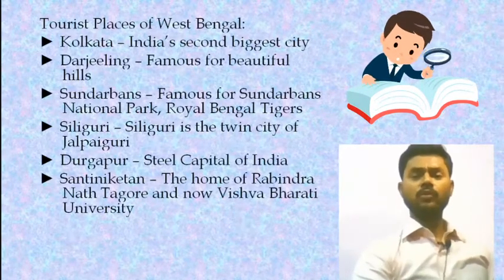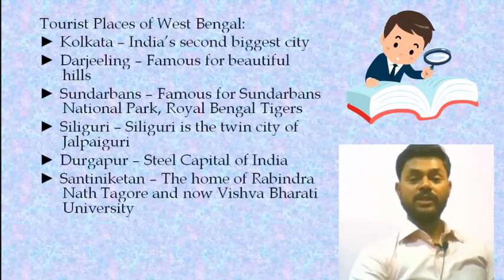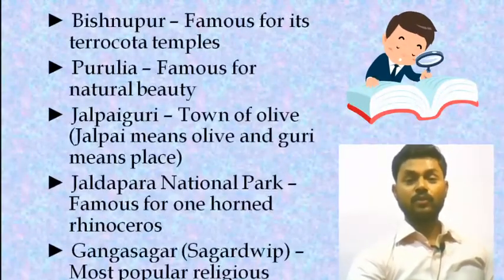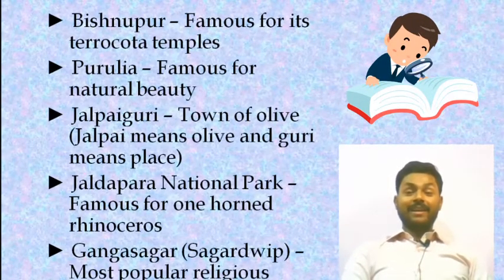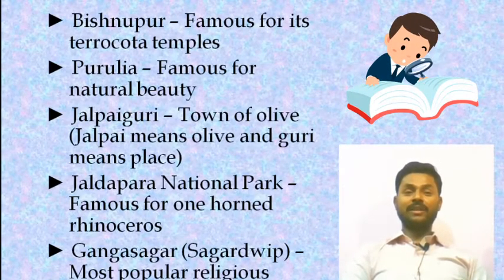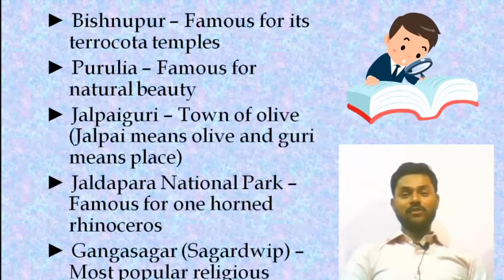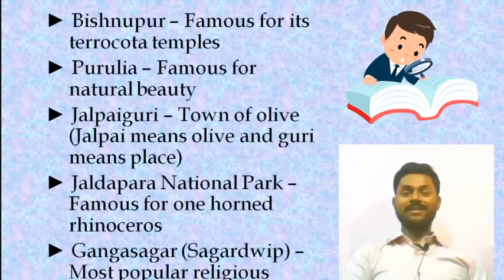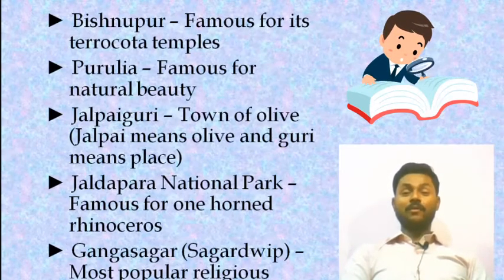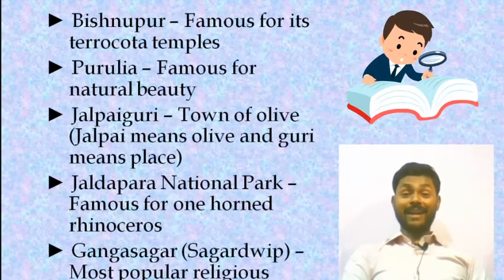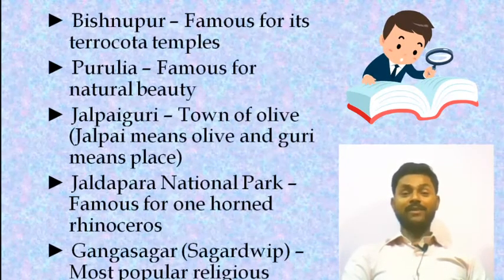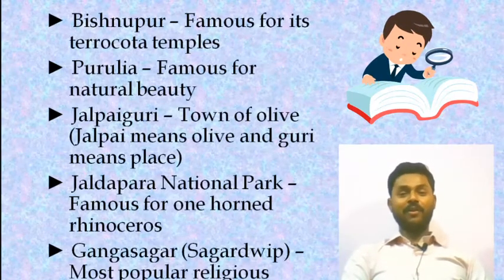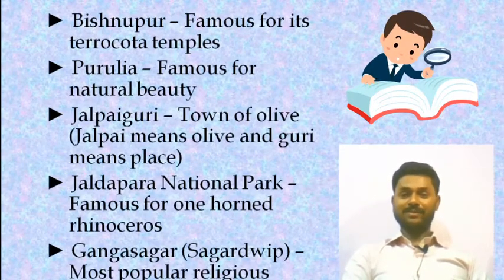Okay, now we will know some more important tourist places of West Bengal. So look carefully. Next tourist place is Bishnupur. Bishnupur is famous for its terracotta temples. It means in Bishnupur there are many terracotta temples, and you can see these temples are very attractive. Next tourist place is Purulia. Purulia is famous for its natural beauty. It is also in West Bengal.